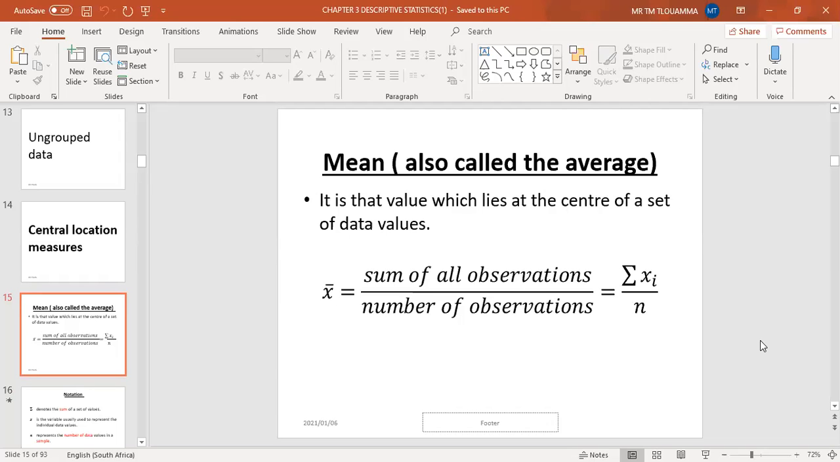So the formula for the mean, we say that x bar equals the summation of xi divided by n. The summation of xi is just the sum of all the observations. Meaning if you are given the numbers 1, 2, 3, 4 or 5.